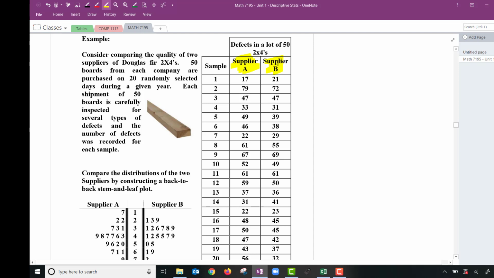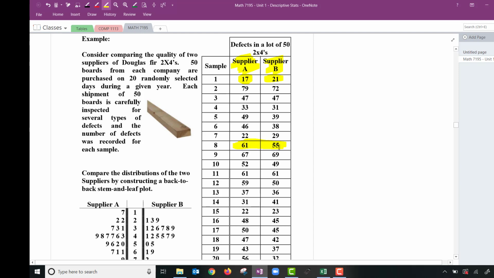That day, you inspect all 50 boards from company A, and you find that there were 17 defects. Then you look at company B's 50 boards, and you find 21 defects. Now, we're going to be very particular about our defects. Boards can have more than one defect. It could have a knot and a twist and be too short, and another one could be too long and have a crack. So you can have more than 50 problems in 50 boards, for example.